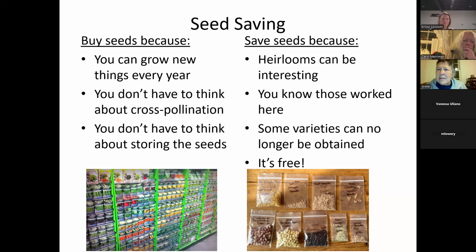You can succumb to the instant gratification of going somewhere and just getting stuff. And you don't have to think about cross pollination and storing and starting the seeds. Because if you save the seeds, it's on you to turn them into plants. With some plants, you can just toss them on the ground and they'll do that. But with others, you need to start them inside. And that's a whole other presentation.